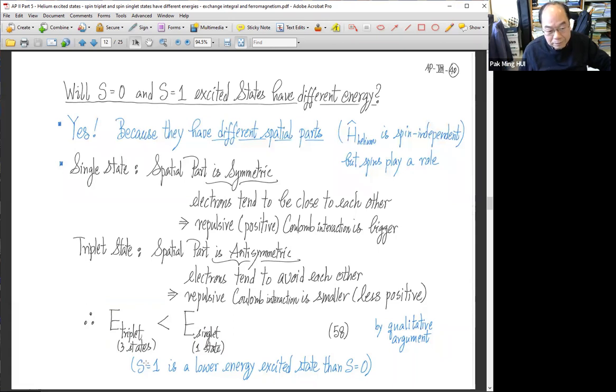Last statement. This is the spin quantum number s equals 1 state. It has a lower energy than s equals 0. This state has the two spin-half particles tend to align, lower energy. s equals 0 has the two spins tend to anti-align, higher energy. That is the origin of ferromagnetism. Why the electron spins tend to be aligned in a magnetic material, that has to do with this discussion.